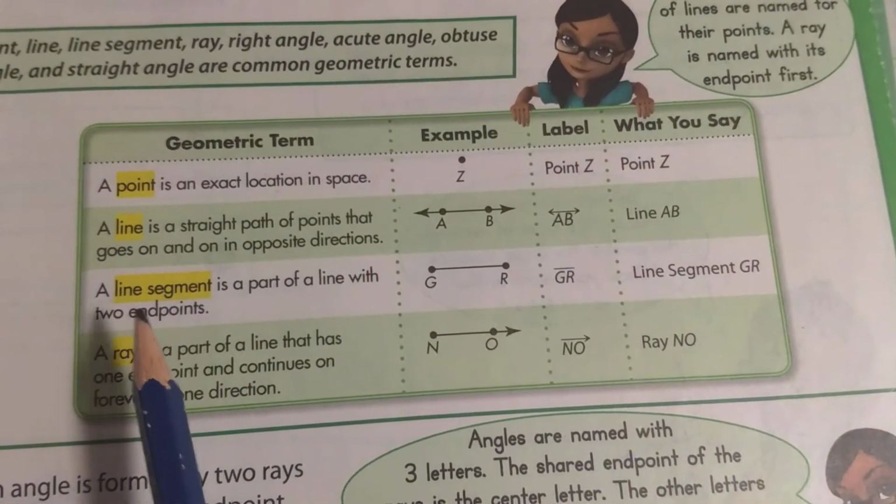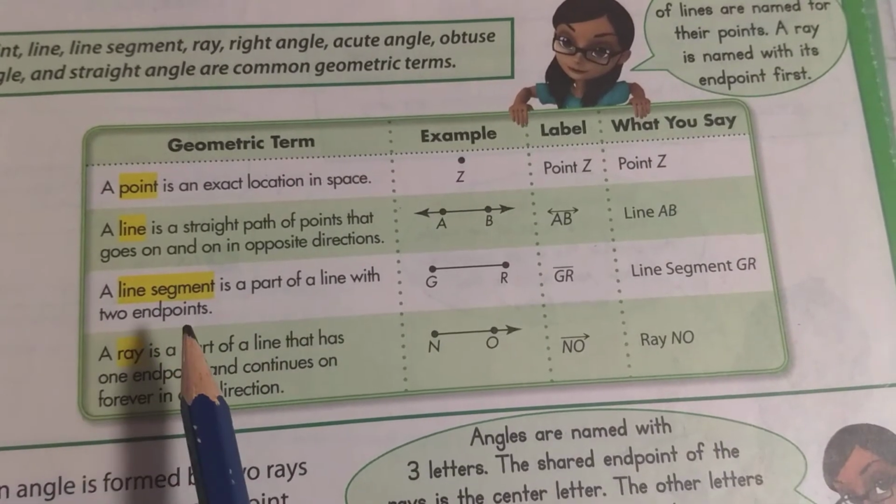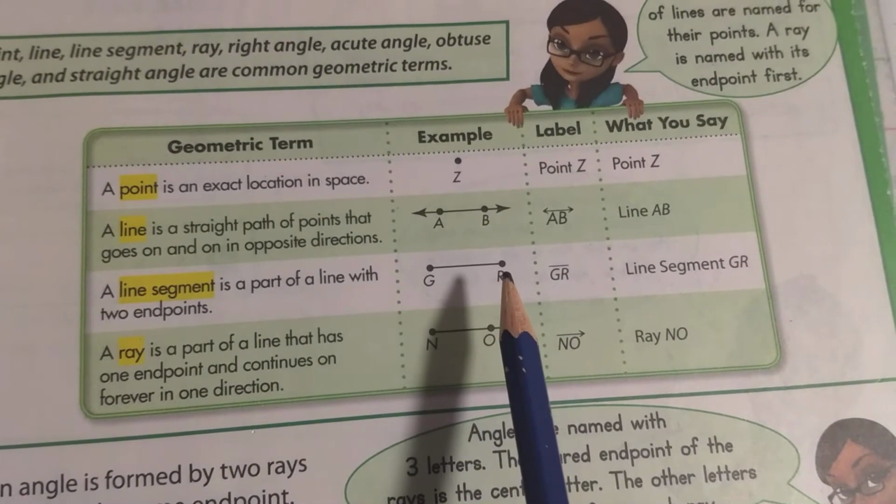Okay, next, a line segment is a part of a line with two endpoints. Have an endpoint here, endpoint here.